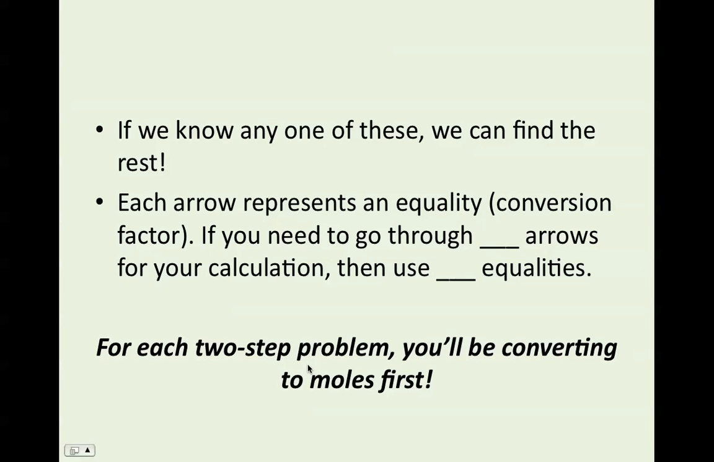Each arrow represents an equality or conversion factor. If we go through 2 arrows, like today we're going to be doing, then we need 2 equalities. In each of these 2 sets of problems, we're going to be converting to moles first.